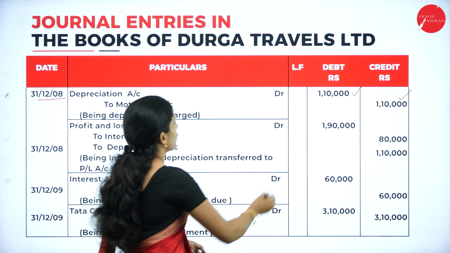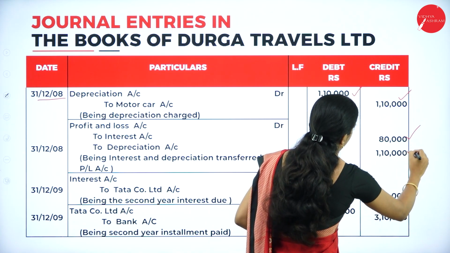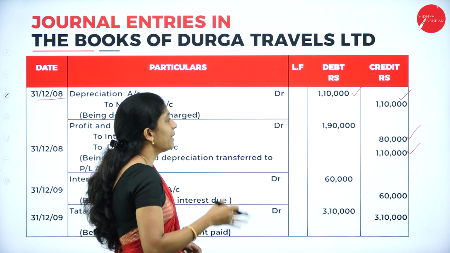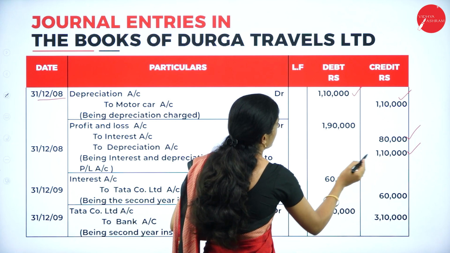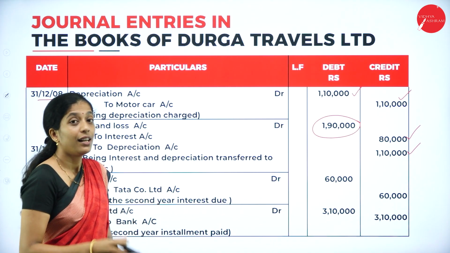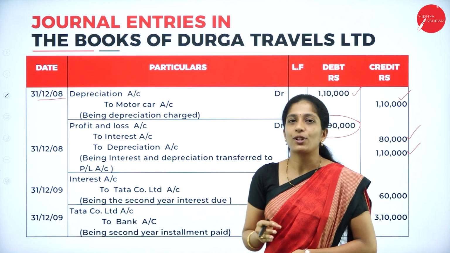And what is the depreciation? 1,10,000. So in the interest column write 80,000 and write 1,10,000 in the credit column. Next add this 80,000 plus 1,10,000, you will get 1,90,000. Now we are done with the first year. So there are 4 installments, right? Now come to the second year.